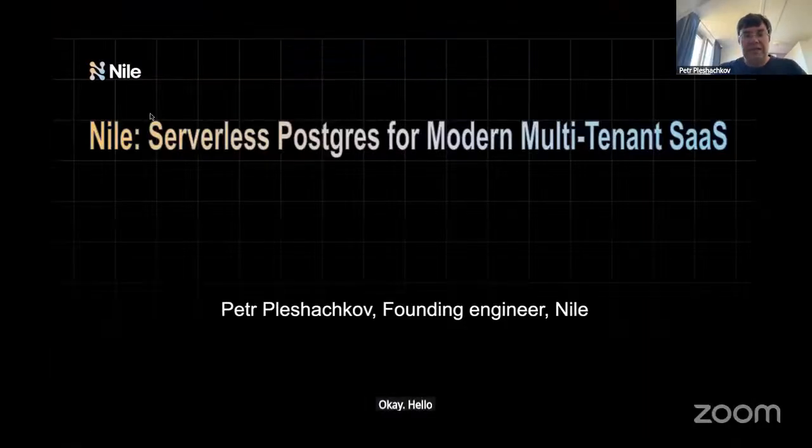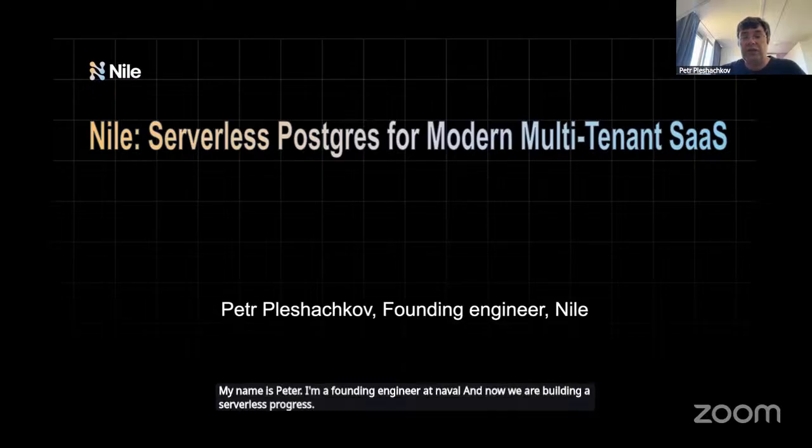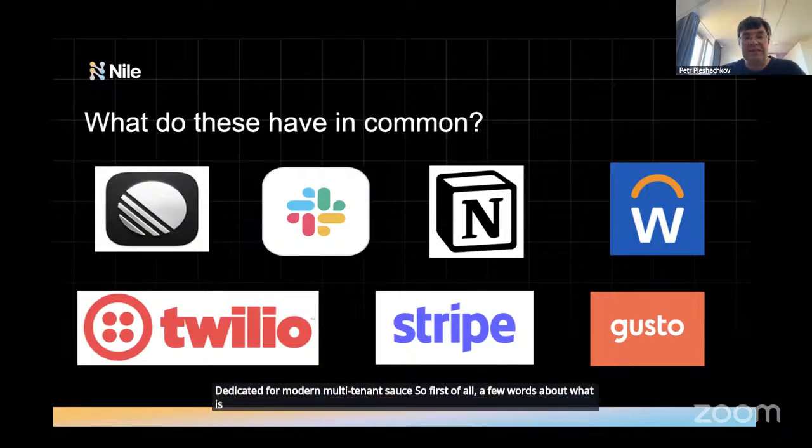Hello, everyone. My name is Peter. I'm a founding engineer at Nile. And at Nile, we are building a serverless Postgres dedicated to modern multi-tenant SaaS applications. So first of all, a few words about what a modern multi-tenant SaaS application is. It's actually applications which you all know and use every day, for example, applications like Slack or Linear or Notion or Stripe, whatever.